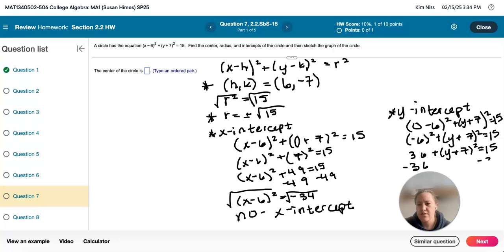So we're going to subtract 36 from both sides. And we're going to be left with a negative number on the right-hand side, which is not exactly what you want when you're taking a square root. So 15 minus 36 gives us negative 21. Oops, forgot my square here. So then we're going to take the square root of both sides, and we're square rooting a negative number, which again you cannot do. So now we know there's no y-intercept either. So this circle is going to be somewhere where it doesn't have any x-intercepts or y-intercepts.